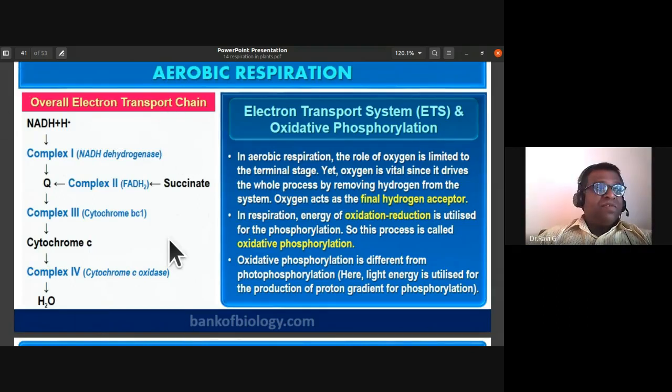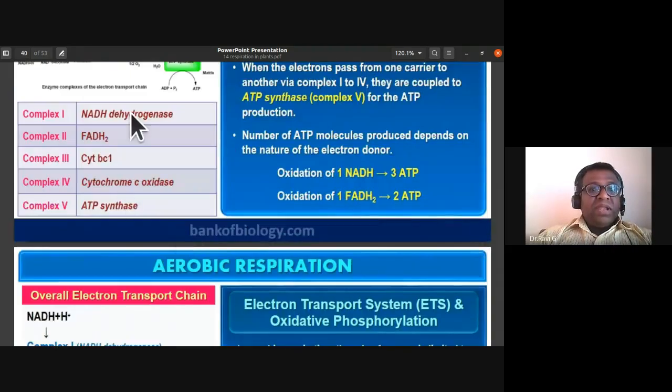They have 5 complex systems. Here are the details of the enzymes and carriers. Complex 1 consists of NADH dehydrogenase. Complex 2 consists of FADH2. Complex 3 consists of cytochrome BC1. Complex 4 consists of cytochrome C oxidase. Complex 5 is ATP synthase.